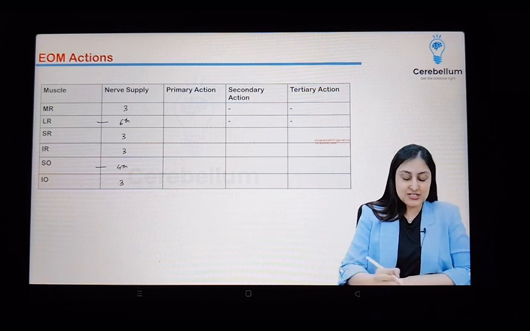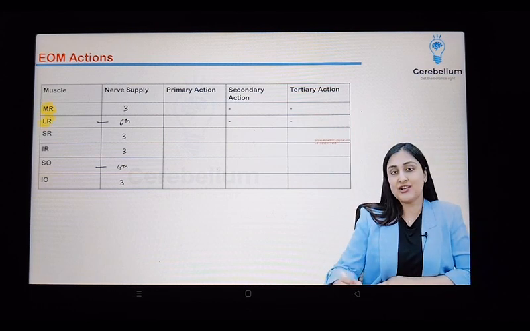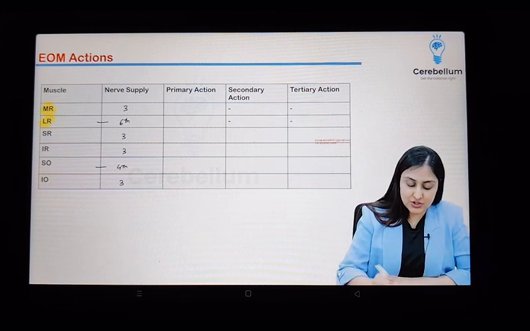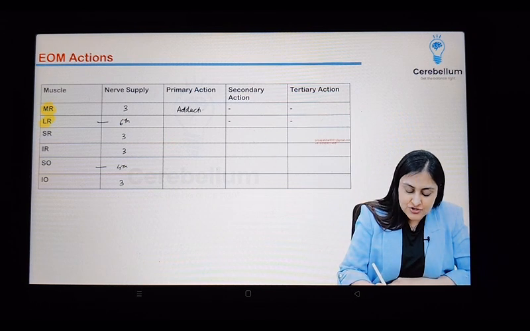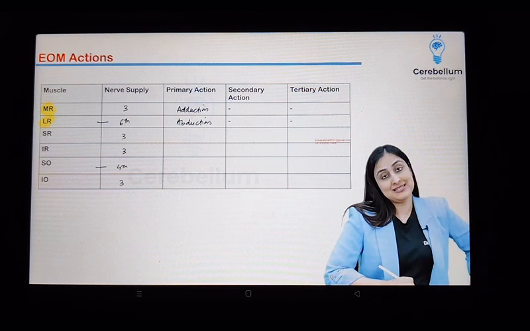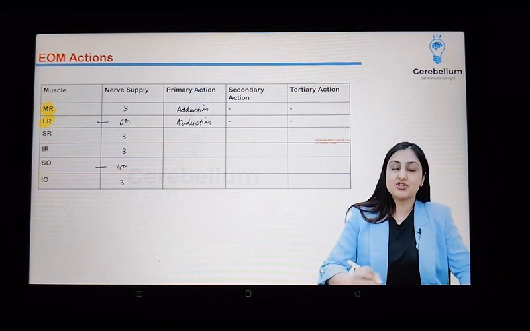Coming to the primary action, it's the easiest for these two muscles which have no other action. So medial rectus is going to do what? It's going to adduct. Yeah, very easy. Lateral rectus is going to abduct. So far so good. Now you're going to have 3 sets of actions: primary action, secondary action, tertiary action.